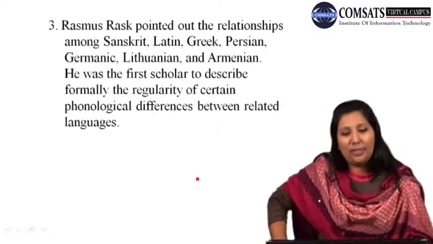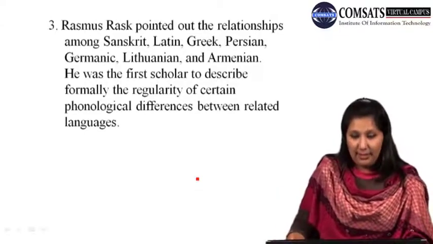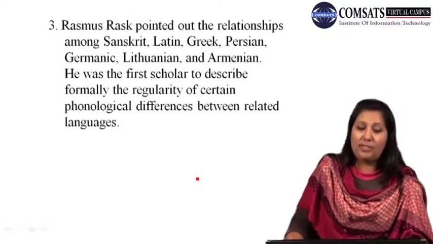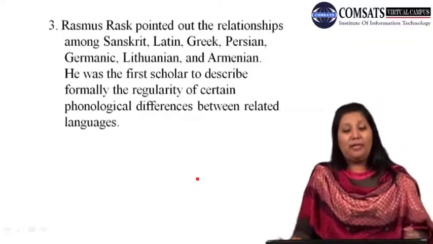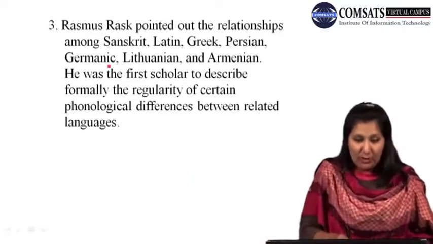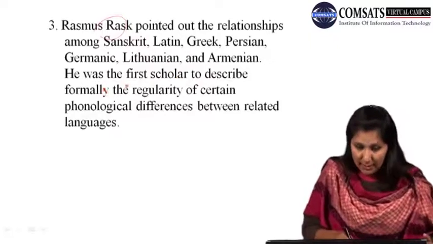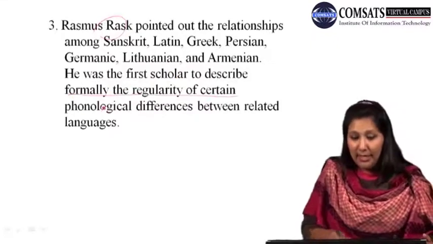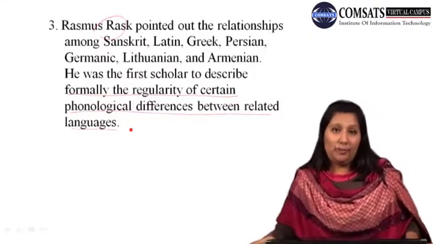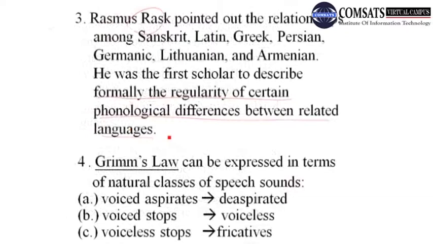Rasmus Rask pointed out the relationships among Sanskrit, Latin, Greek, Persian, Germanic, Lithuanian and Armenian. He was the first scholar to describe formally the regularity of certain phonological differences between related languages. Why is Rask important in linguistics? Because he was the first person who described formally the regularity of certain phonological differences between related languages. He pointed out that there are differences that are found. Next is Grimm's law.